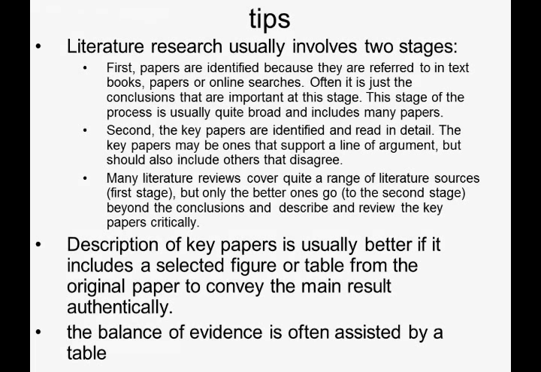Many literature reviews cover quite a range of literature sources, but only the better ones go to the second stage, beyond the conclusions described, and review the key papers critically. I think less than 10 papers will be actually really explained, will be the key. And then there are something like 50 papers that you reference, but you might have only read the abstract of them. That's perfectly reasonable. The description of key papers is usually better if it includes a selected figure or table from the original paper and conveys the results sometimes. An overview of the research field is well assisted by a table.